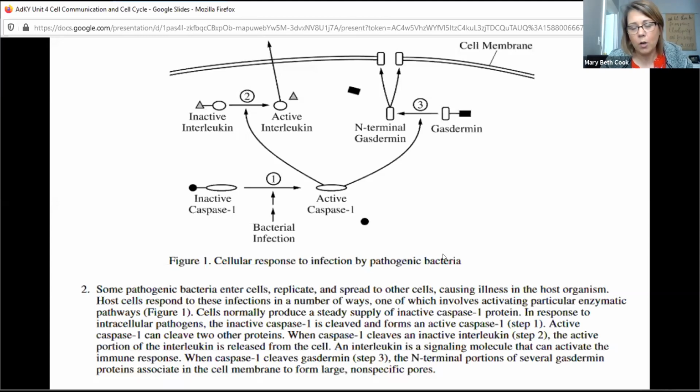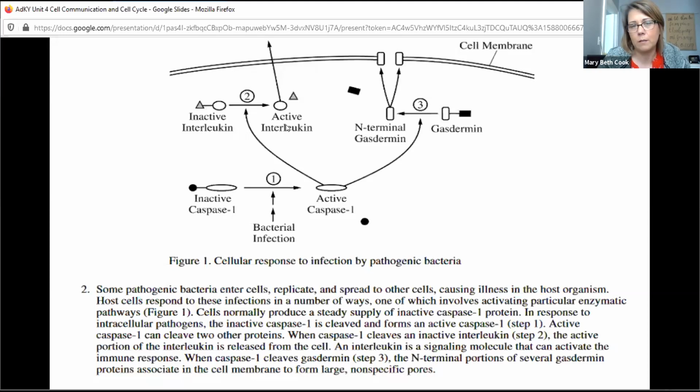And so I'm just going to kind of look through. I see cell membrane, and that's it. So there's no cell wall. So I know I'm looking at an animal cell. And then I'm just going to go through, and gasdermin may not sound familiar to you, but it is being inserted into the membrane. So it might possibly be a protein.